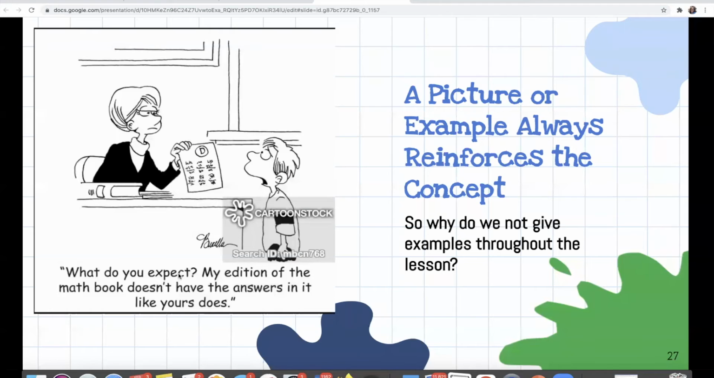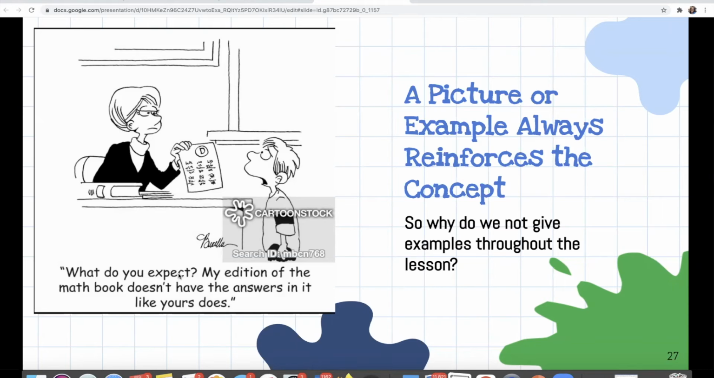All right. So you have this little funny Stephanie's thrown in here. Says, what do you expect? My edition of the math book doesn't have answers in it like yours does. So that's what the kids think. That's why the teachers know everything they know, is because they've got all the answers in the book.